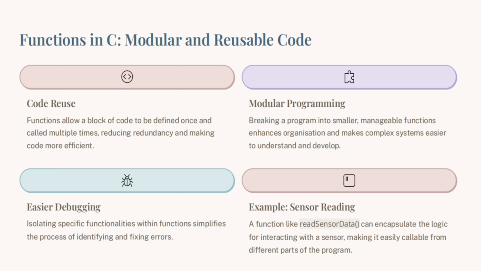Modular programming. By breaking a large program into smaller manageable functions, we enhance the overall organization, making even the most complex systems easier to understand and develop. Easier debugging. When we isolate specific functionalities within separate functions, it simplifies the process of identifying and fixing errors without affecting the rest of the code.